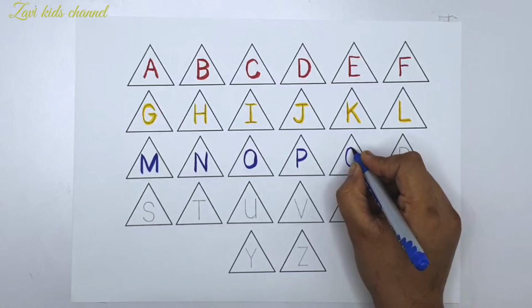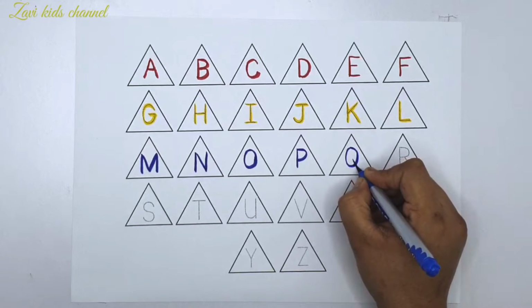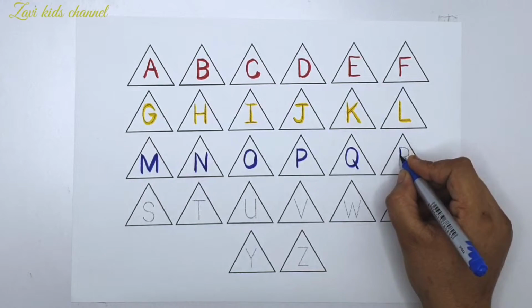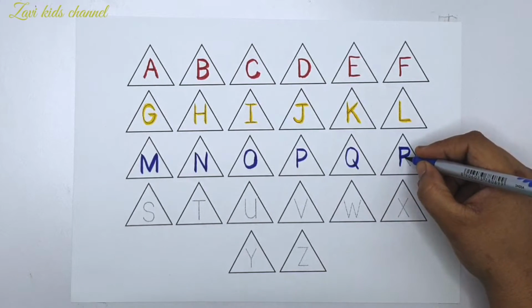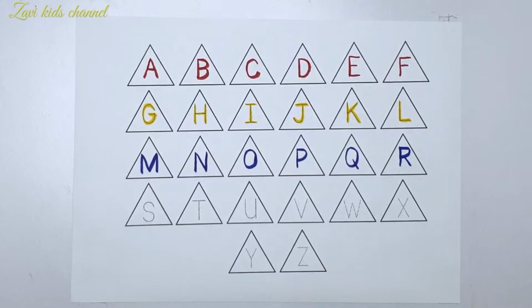Q. Q for queen. R. R for rabbit. Green color.